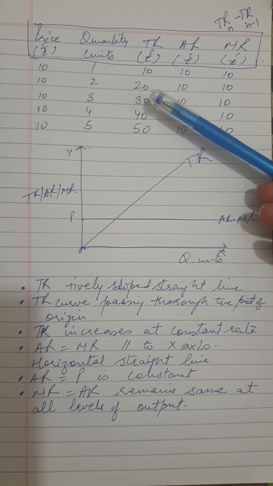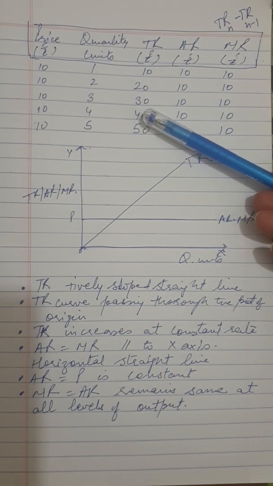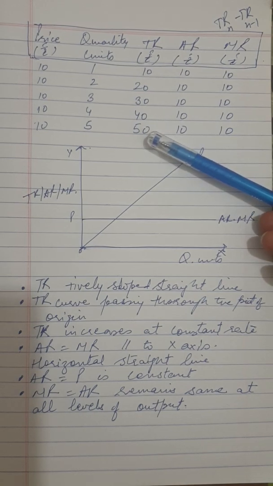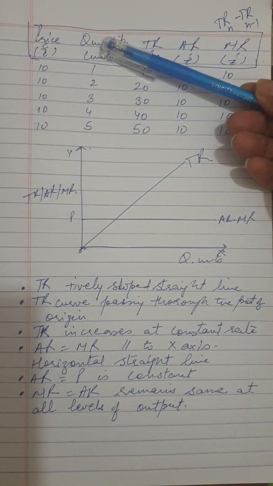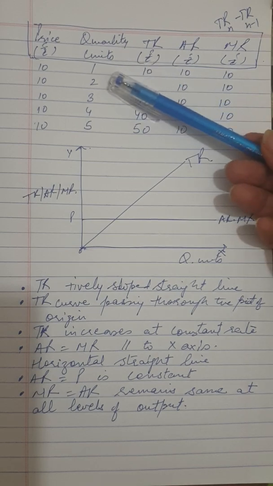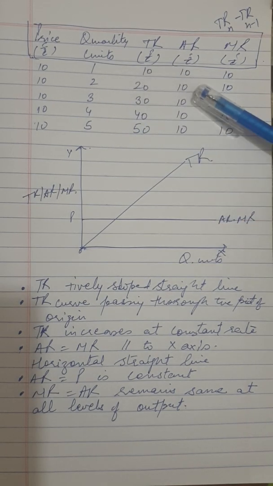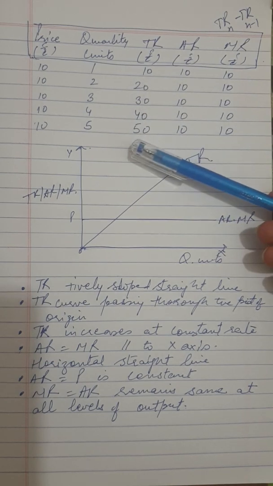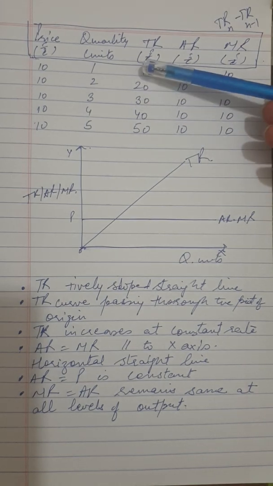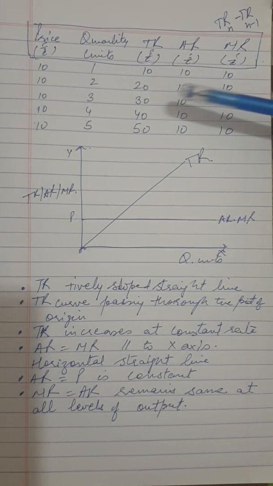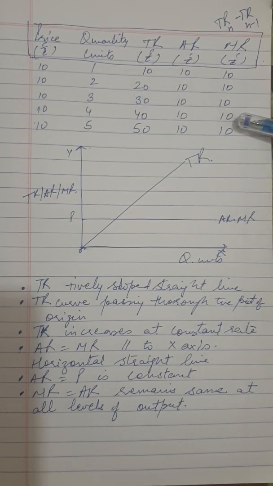Next, after 3 units, TR is 30. After 4 units it is 40. After 5 units, it is 50. And when you find average revenue, that is total revenue divided by total units sold. 10 divided by 1, 10. 20 divided by 2, 10. 30 divided by 3 is 10. 50 divided by 5 is again 10. Same way MR: 10 minus nothing, so it is 10. 20 minus 10 is 10. 30 minus 20 is again 10. 40 minus 30 is again 10. 50 minus 40 is again 10.